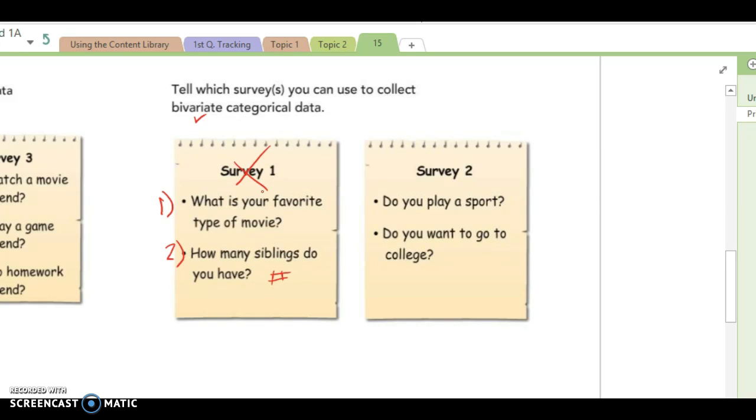Survey question number 2. First, we only have 2 questions, so that means it's bivariate. Do you play a sport? So the answer here is yes or no. Those are categories. Do you want to go to college? The answer here is yes or no. So because our answers are going to be yes or no, then yes, this one is going to be bivariate categorical. 2 questions, lands in categories.